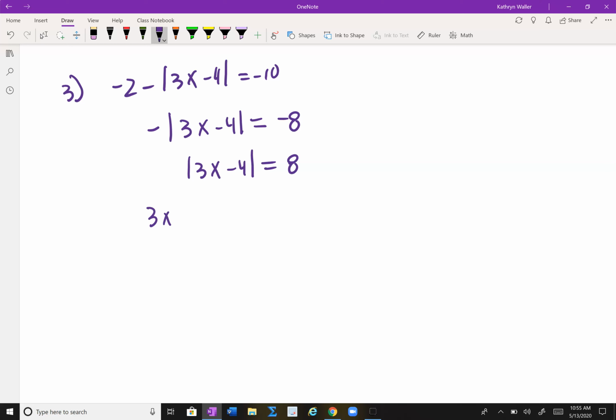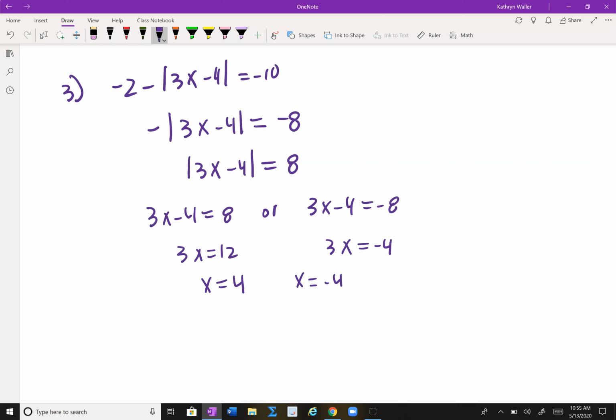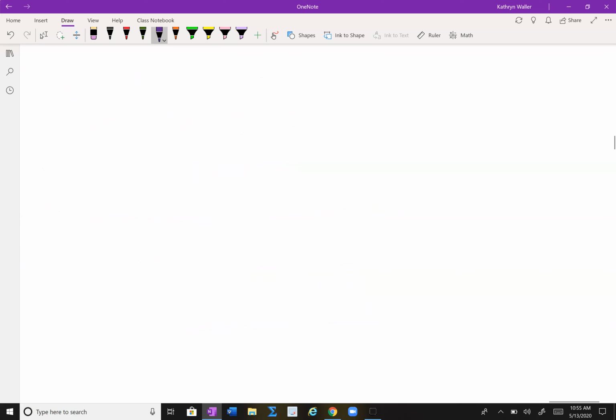And now I'm going to split it into 2 and drop the absolute value symbols. Solve this one, bring your 4 over, 3x equals 12, divide by 3, x equals 4. Pull this one over, 4 becomes a positive, so that's a -4, and I get x equals -4/3. And right here you're done because it was given as an equal sign and not an inequality. Okay, so that's it. Okay, question number 4.